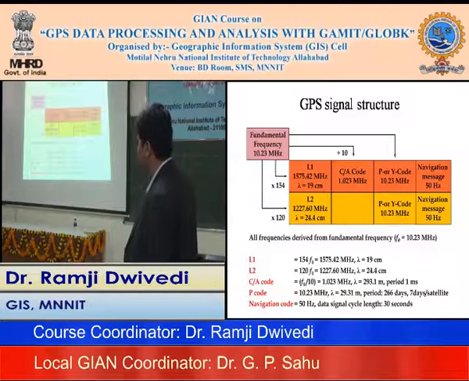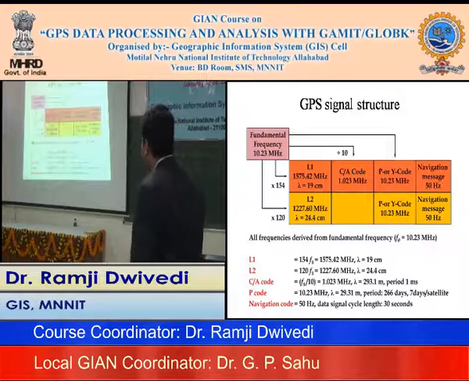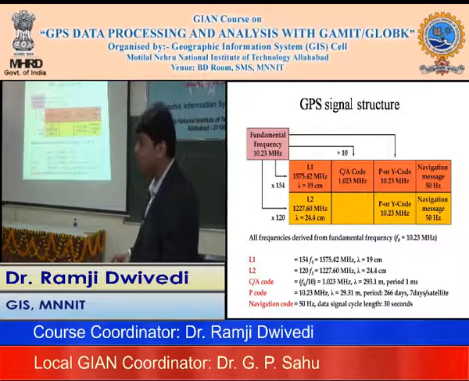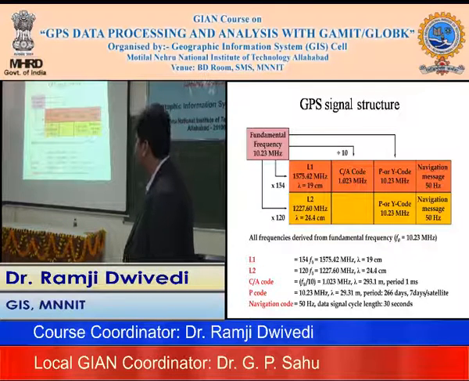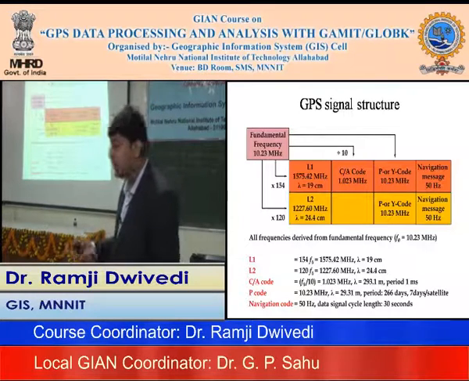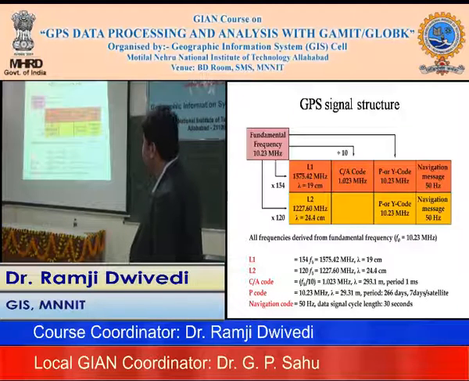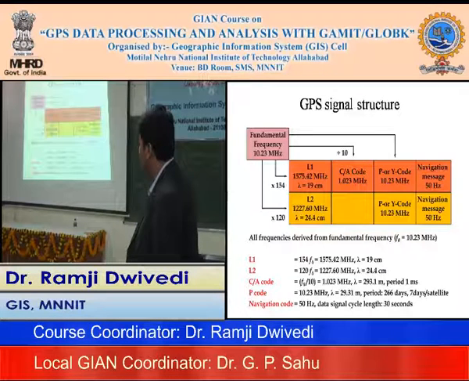In summary form, you would see that all frequencies derive from the fundamental frequency F0, which is the oscillator frequency, 10.23 megahertz: L1, L2, CA code, P code, navigation message. We will understand the chipping rate in a few slides. What do we mean by chipping rate? The chipping rate of the CA code is 1.023 megahertz. We'll see what we mean by this, but you could also understand that the wavelength of L1 is 19 centimeters, just by using a simple equation. In L2 it is 24.4 centimeters.